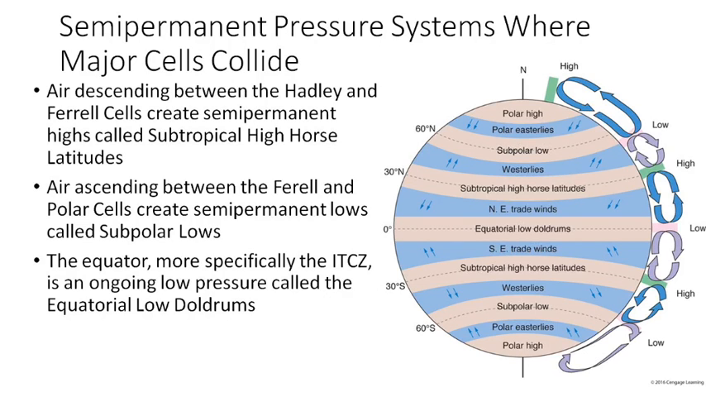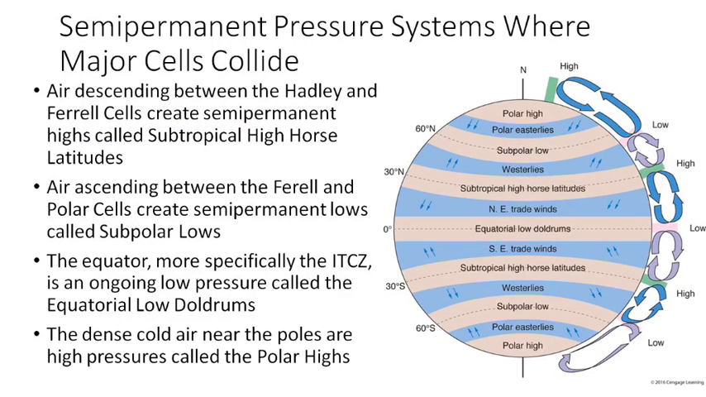So we end up with those semi-permanent highs and lows, which actually have consequences for our prevailing winds. So semi-permanent highs around here, okay, and then our semi-permanent lows we have actually here and here. Okay, cool. And a semi-permanent high up here.